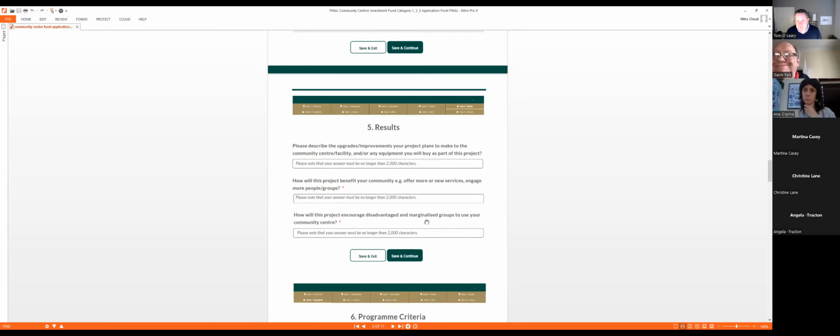How would the project encourage the expansion of marginalized groups to use your community centre? Okay, this is a tricky enough question to answer because you might already be supporting the expansion of marginalized groups anyway, right? But if you're upgrading your centre, how does that actually help you encourage more to use it? One of the answers we could give here is that, for example, your building might be accessible. So someone in a wheelchair can't access the building currently because we have a step at the main door and our bathroom facilities aren't fully accessible.